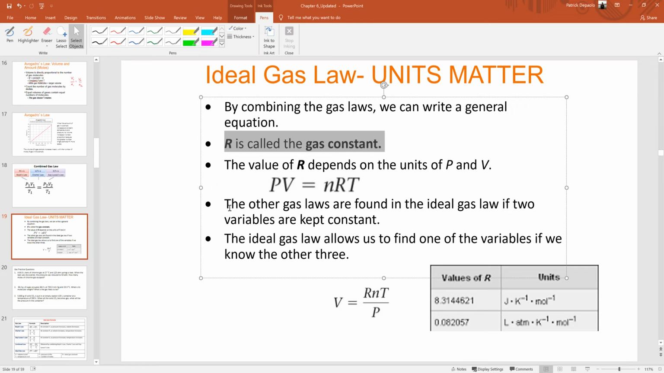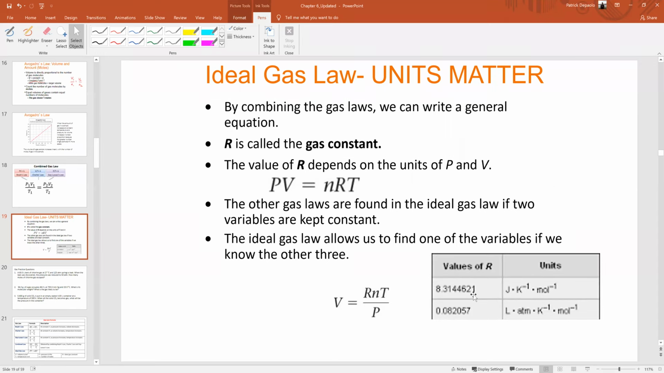So the ideal gas variables have to be in specific units to use a specific R. There are different R values. If you read the textbook, it will confuse you. It will give you a table of R values, like 10 of them, with the different units they're associated with. And here are 2 of them right on the bottom here.